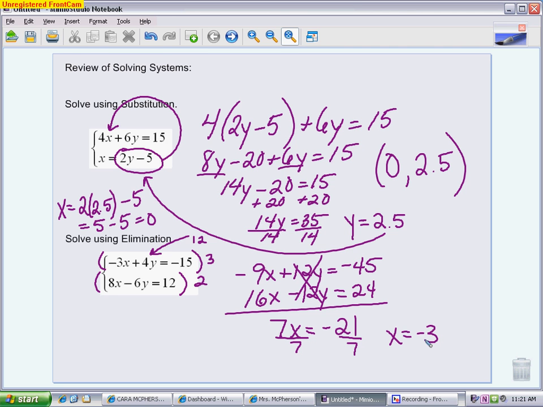Now you have a lot of choices for where you want to put this x. I would go back to one of the original functions. It doesn't matter which one. Put that in for x and then solve for y. I'm going to go right to the second line just because I have a lot of room underneath it. And I'm going to put negative 3 where I see the x.